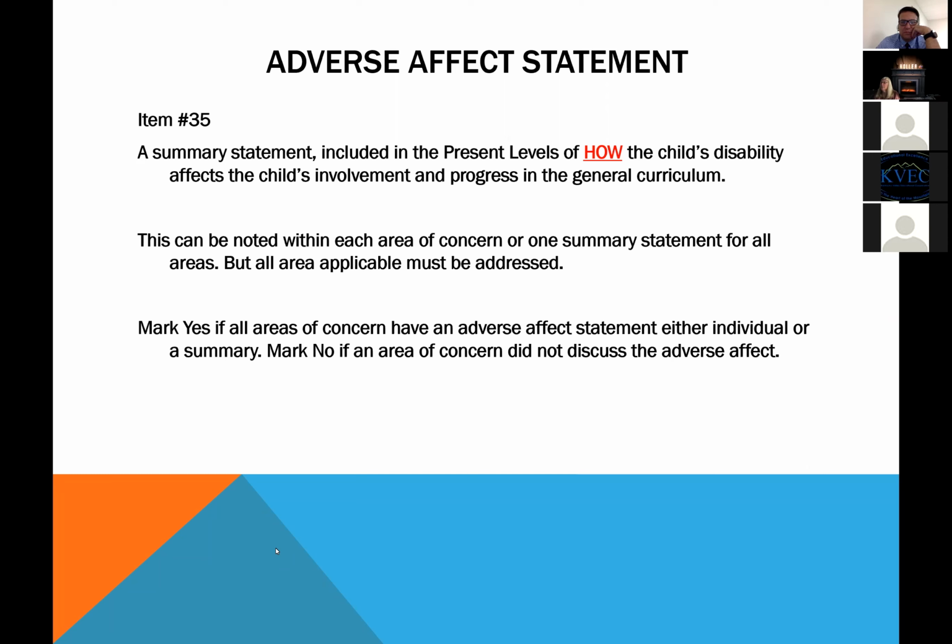So this could be noted within each of those areas of concern, or one summary statement for all areas, but all areas applicable must be addressed. I find it to be one area at a time. I think it's hard to write an adverse effects statement in one summary statement because it's just too complicated. And it's easier for us to read if you've got the area, the adverse effect for reading, math, written expression, all those things down the line. It's easier for us to read and to follow.